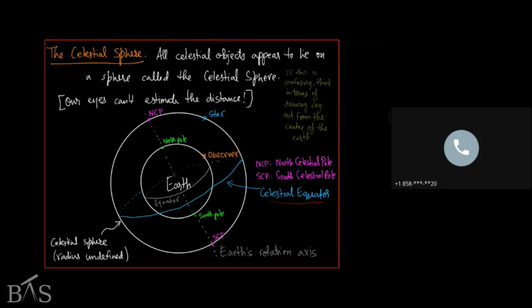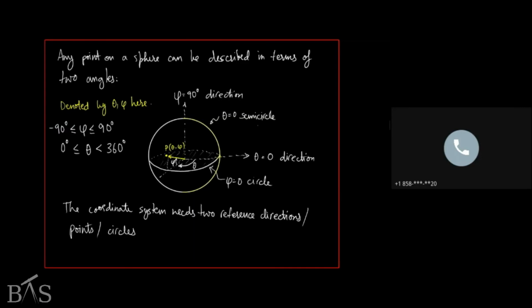Okay, let's get to the next topic. So, like I said, because we don't know the radius of the sphere, any point on this celestial sphere, or any sphere, for example, can be described in terms of two angles, right? You can think of this as the spherical polar coordinates that you might have studied in math class, or more simply, you can think of it as altitude and azimuth.